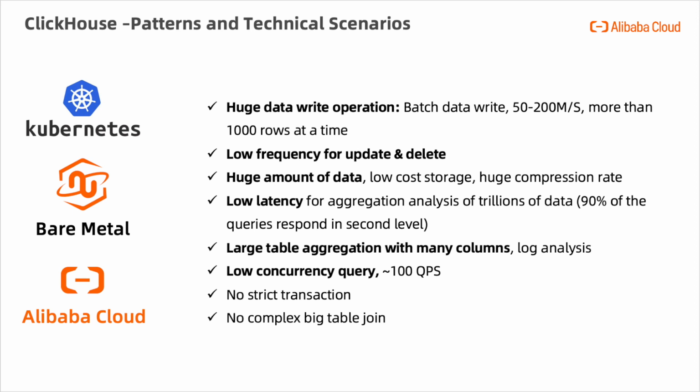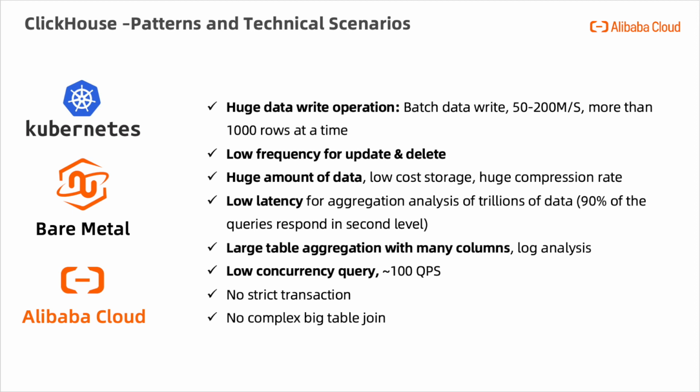And for reads, a wide table, which means the table contains many columns, and a quite large number of rows for specific columns are extracted. This brings the benefits of low storage cost, high compression rate, and also low latency for queries. For example, query latencies around 50 milliseconds are allowed. And remember what we talked about in the beginning: 90% of index queries respond at the second level. Besides, it also supports large table aggregation with many columns, such as log analysis. It is also worth noting that it works under low concurrency queries, which is about 100 queries per second.